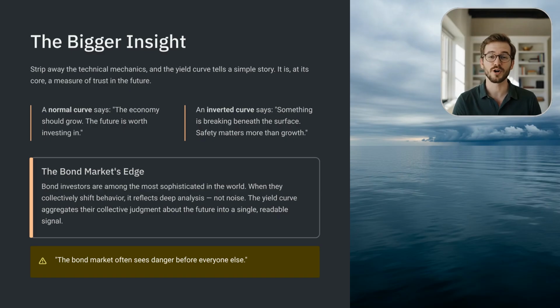At its core, the yield curve is not really about bonds. It's about trust. A normal curve says, the future looks stable. An inverted curve says the following: something beneath the surface is breaking. And this is why bond markets matter so much. Because bond investors are forced to think long-term. They cannot survive on hype. They cannot survive on narratives. They survive by understanding risk. So when trillions of dollars collectively move towards safety, the yield curve captures that shift instantly. It becomes a snapshot of economic confidence itself.